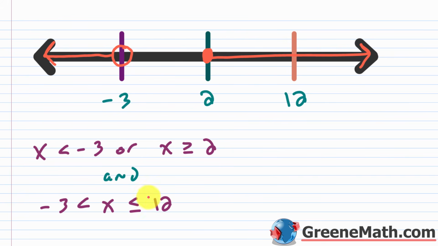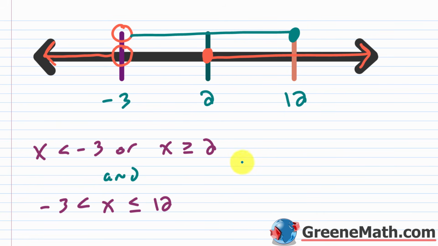Now let's think about this one right here. Here we're saying that x is greater than negative 3, so greater than negative 3 and less than or equal to 12. Let me put this in right there, and I need a different color. Let me get rid of that and make this a little bit better there. And then I'm just going to shade everything in between there.